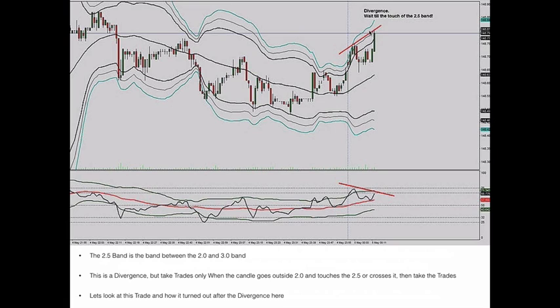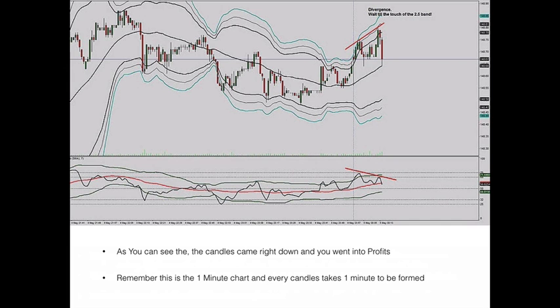So let's say here you open one trade and it goes way above that, it touches 3.0. You can stack positions. You can take 3, 4, or maybe 1 or maybe 2 or maybe 5 positions, and stack a little bit of positions, take some more positions, and then it goes down and you are in profit. So let's look at this trade and how it turned out after the divergence here. Okay, bang, right into profits.